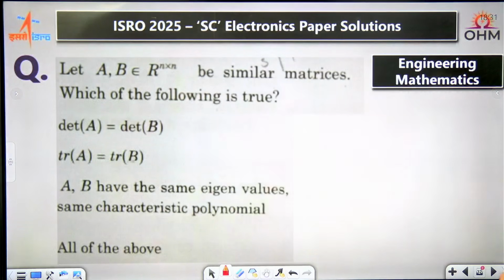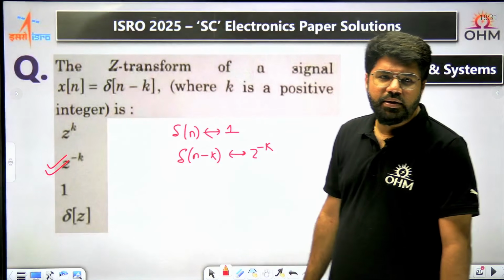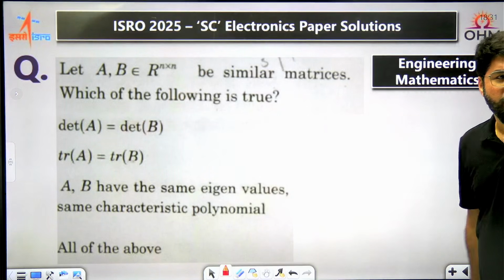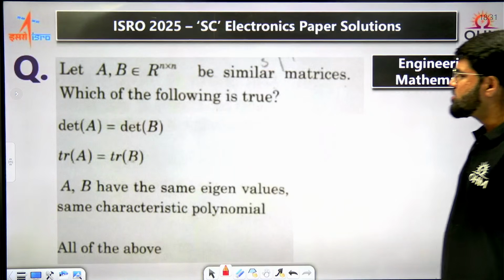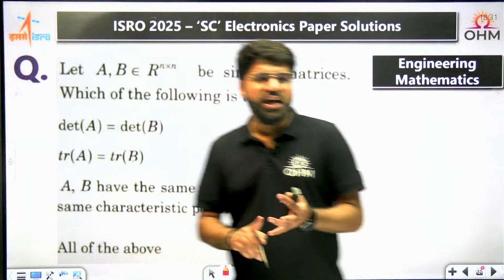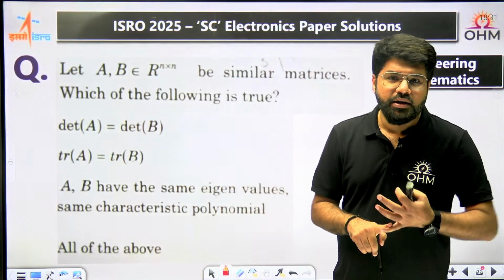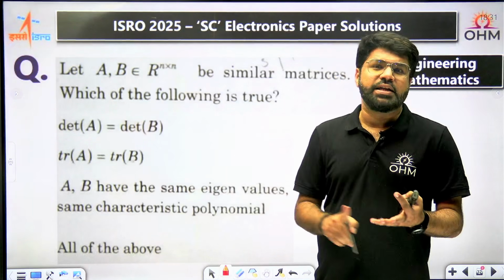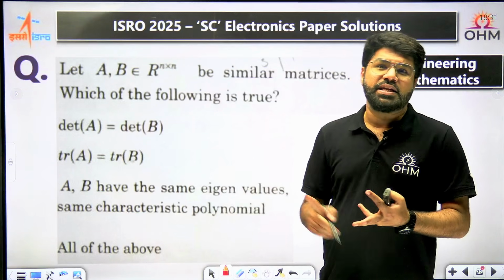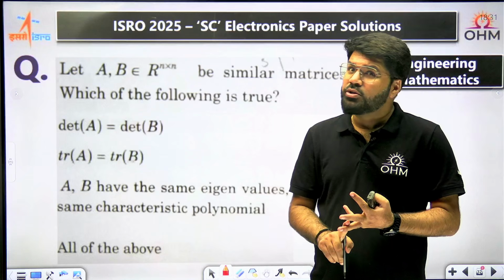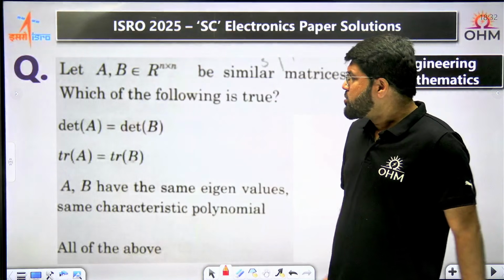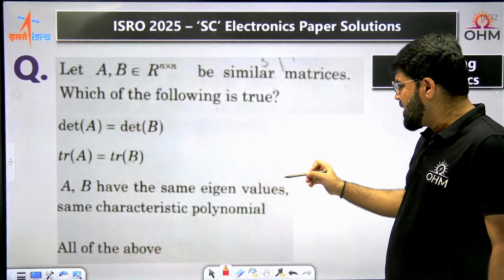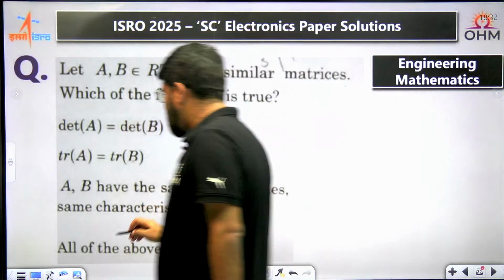Now, an engineering mathematics question. Have a look at this one. Let A, B belong to R^(n×n), that is n by n matrices, and let them be similar matrices. Which of the following is true? Similar matrices have the same trace, the same determinant, and the same eigenvalues. That too with the same geometric multiplicity, same algebraic multiplicity, and same characteristic equation. They also have the same rank. So in point of what I told you, determinant, trace, same eigenvalues with the same characteristic polynomial, all of the options are correct here.